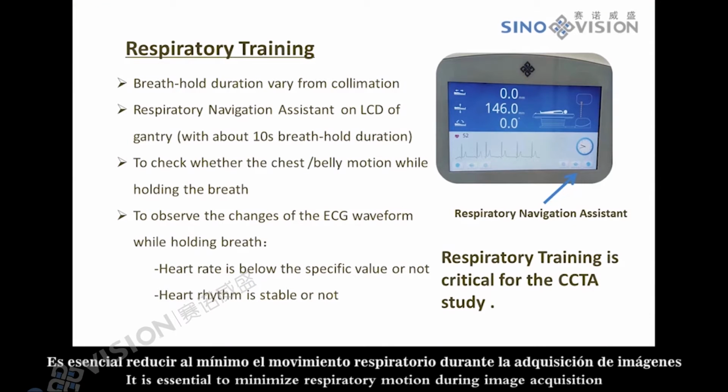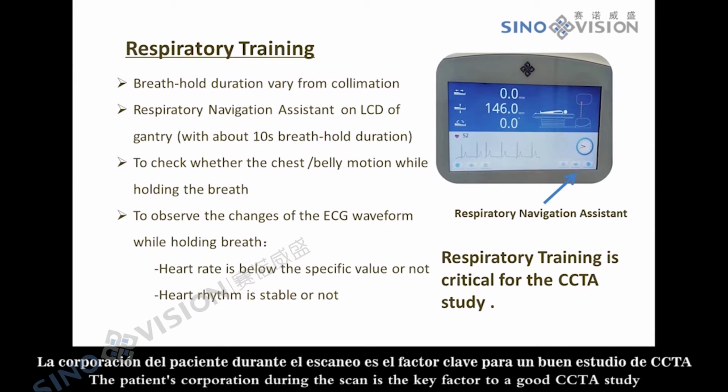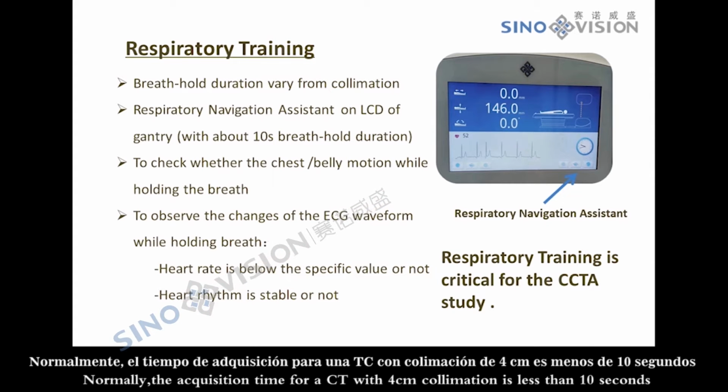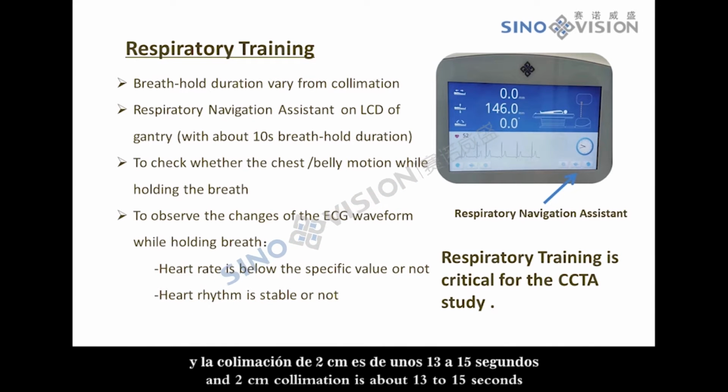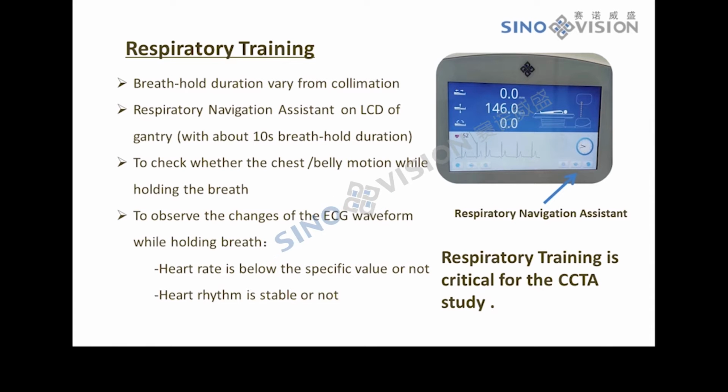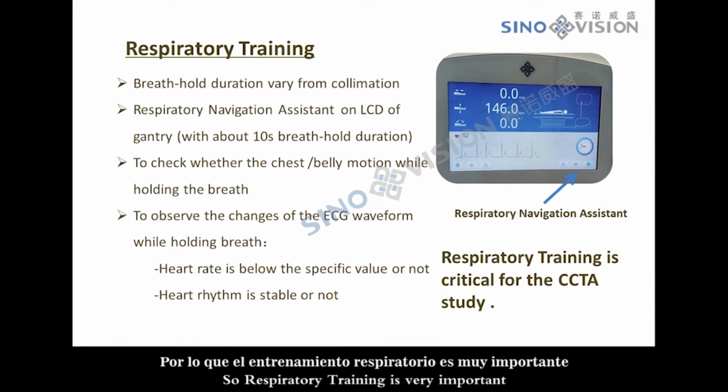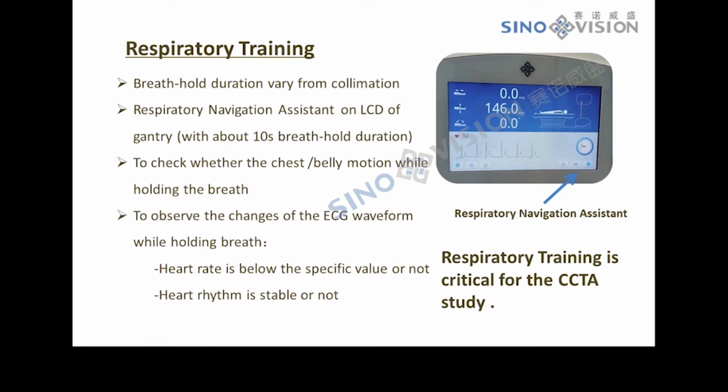It is essential to minimize respiratory motion during image acquisition. The patient's cooperation during the scan is the key factor to a good CCTA study. Normally, the acquisition time for a CT with 4 cm collimation is less than 10 seconds, and 2 cm collimation is about 13 to 15 seconds. So respiratory training is very important.